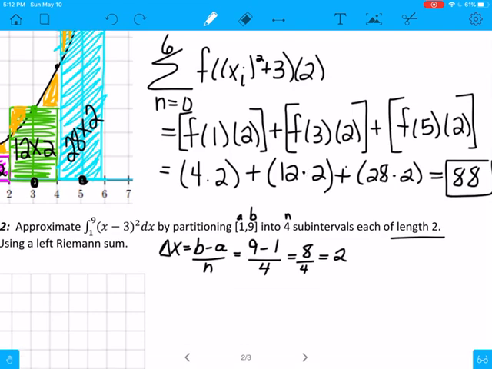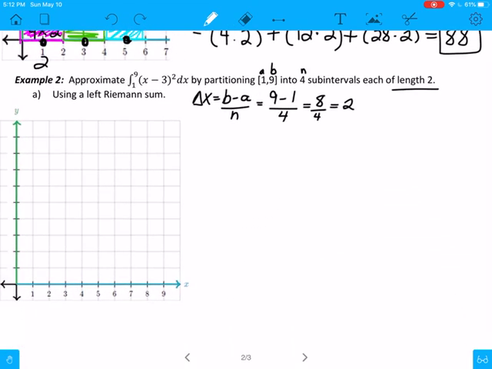Oops, I haven't done that in a while. Okay, so we're going to do f of 1. We're not starting at 0 this time, we're doing f of 1. So we're going to get 1 minus 3 squared, which is negative 2 squared, which is 4.